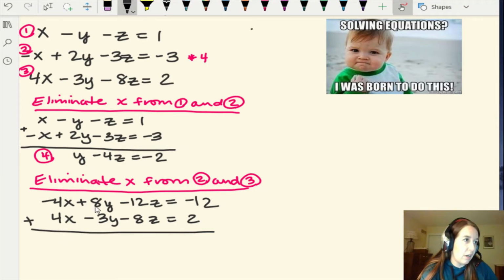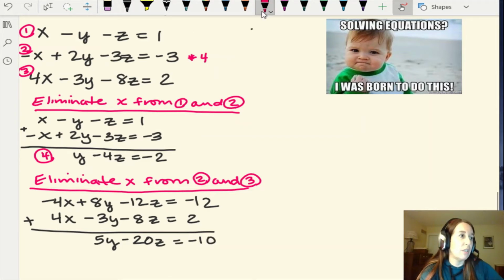The y's are 8 plus negative 3, which is 5y. Negative 12 plus negative 8 is negative 20z. And negative 12 plus 2 is negative 10. Okay, so this is our equation 5. So remember, now we have equations 4 and 5 with no x. It just has a y and a z. So we have 2 equations, 2 unknowns, and we can move on.